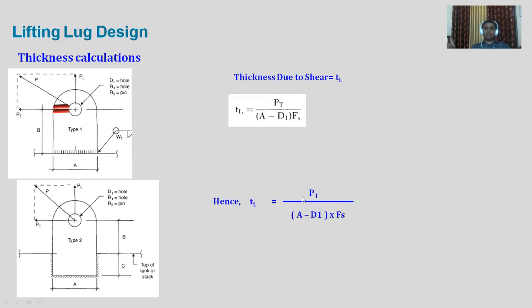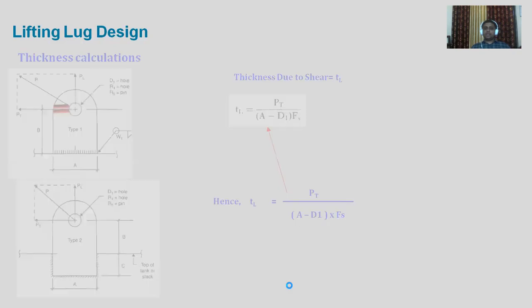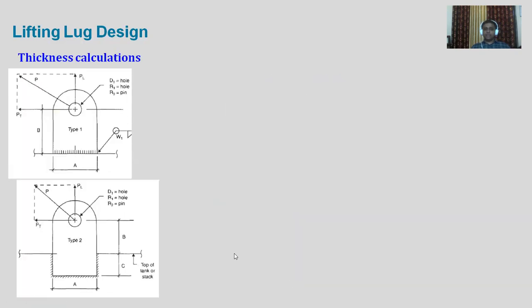One we have calculated for bending. Now we have checked for shear. Another force which will be coming over there is the tensile force. Because of the force PL, this lifting lug will be getting pulled from its base, right? It is going to pull it off. So that will create a tension at the bottom. So TL is equal to PL upon (A minus D1) into FT.